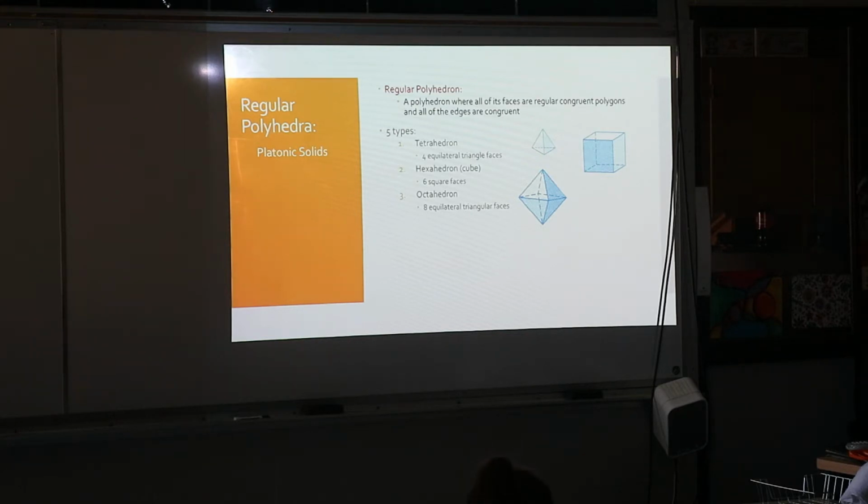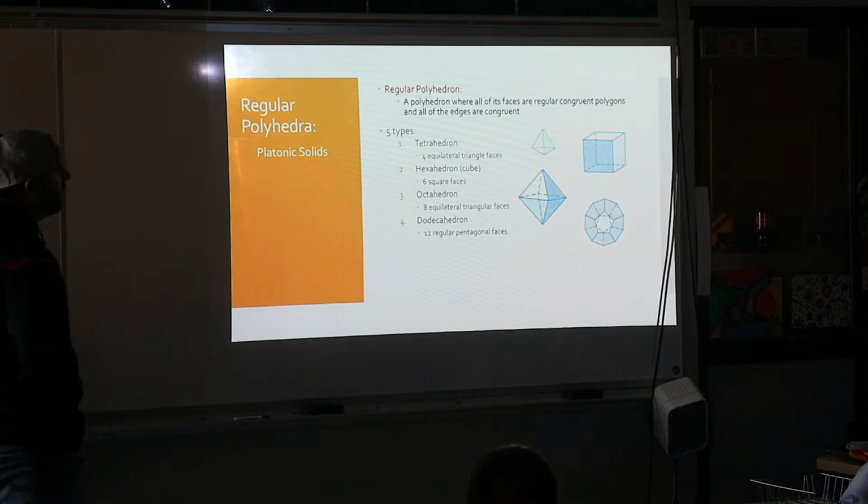The fourth one, while you guys are just starting to scramble to get these down, is a dodecahedron. Well, what's dodeca mean again? 12, right? So this has 12 pentagonal faces. It's like a princess cut diamond, right? It's kind of a round cut diamond. But this is really hard to see.